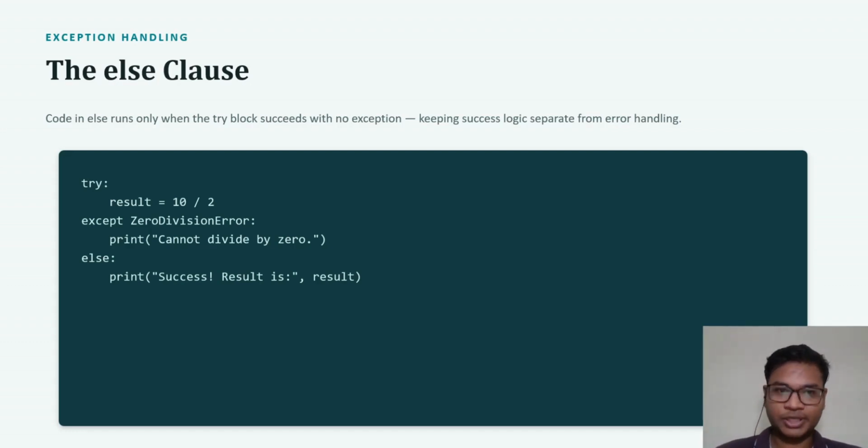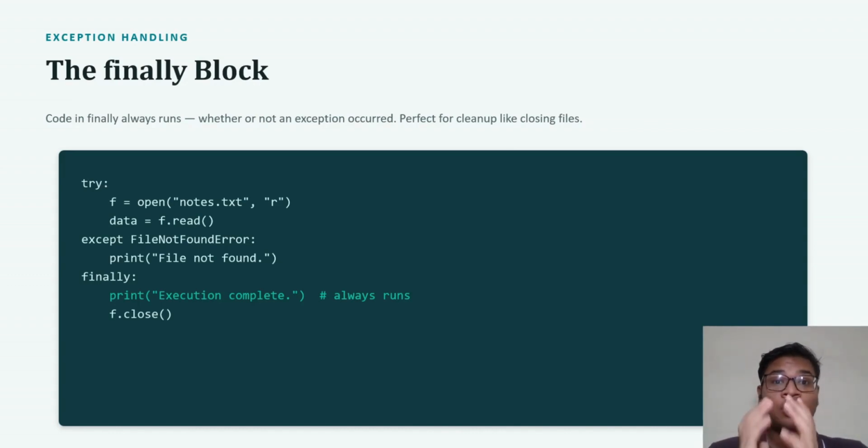I hope you understand. Now let's talk about the most important thing here, the finally block. What is the finally block and how does it work? Code in finally always runs, remember, whether or not an exception occurs, perfect for cleanup like closing files.